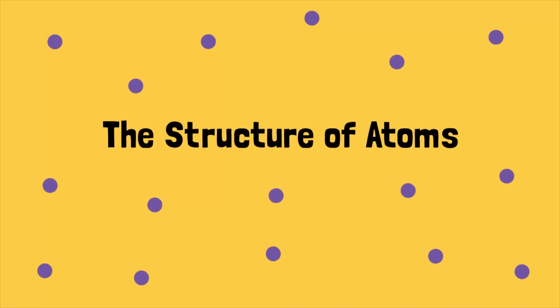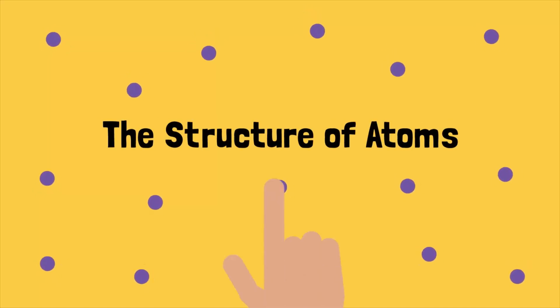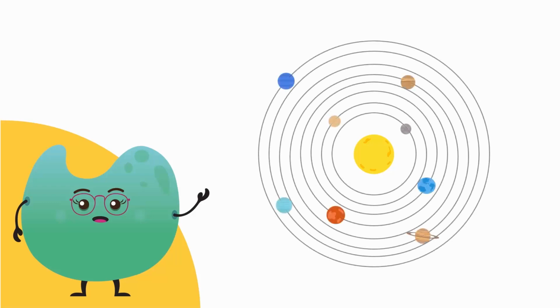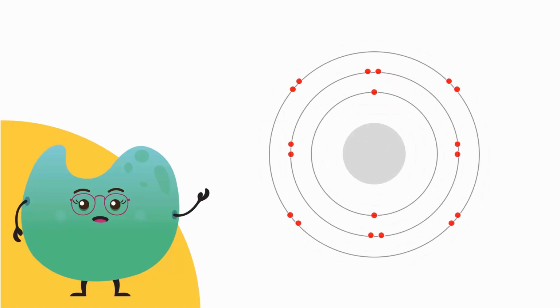We know that everything is made up of atoms. But what do we know about the structure of an atom? Think of our solar system. The sun is in the center with all the planets revolving around it. The sun is massive, while the Earth and the other planets that are comparatively smaller orbit the sun. An atom has a similar structure.